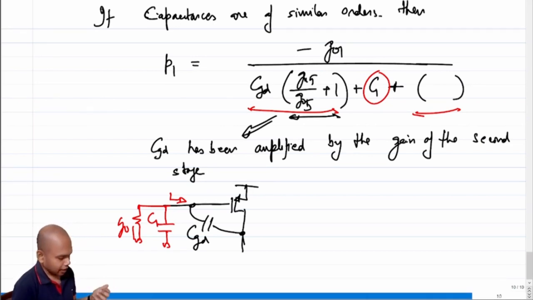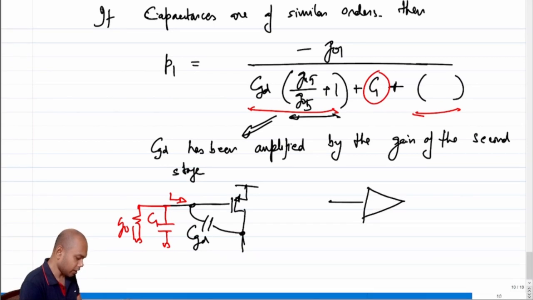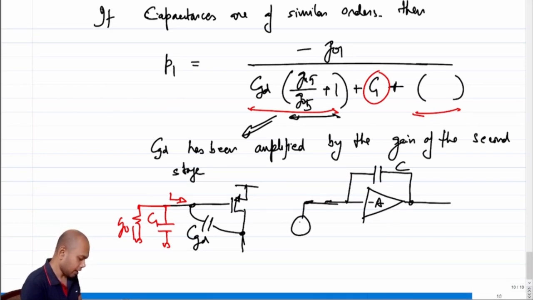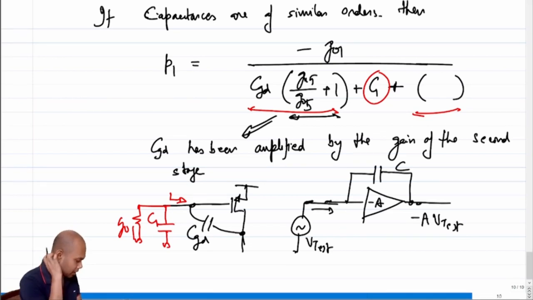To investigate that, I have to introduce another concept, and that is the Miller effect. Let's say we have a voltage controlled voltage source, an ideal amplifier of gain minus A, and I put a capacitor across it of value C, and I apply a test voltage, V test. What is the current that I will see? If this is V test, this guy will be minus A times V test. So what will be the current through the capacitor? The current through the capacitor will be (1 plus A) times SC times V test, right?